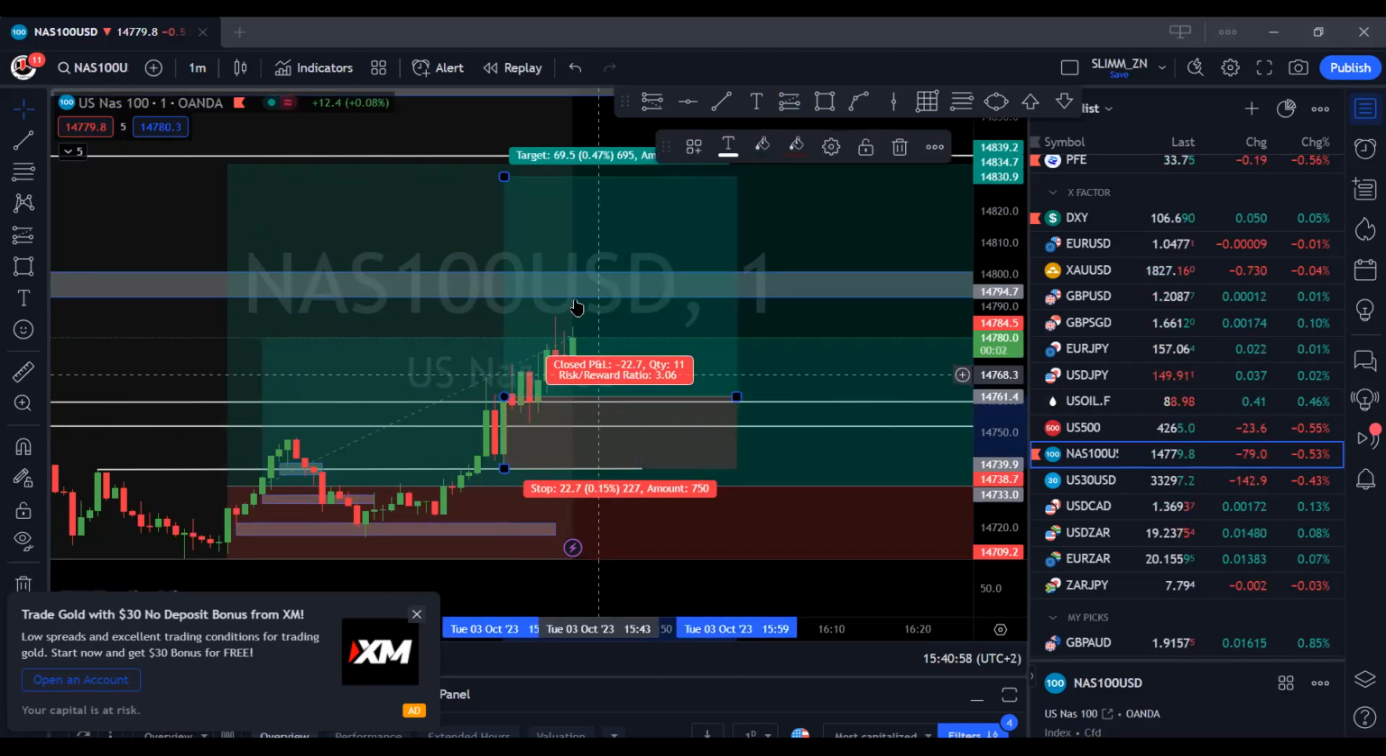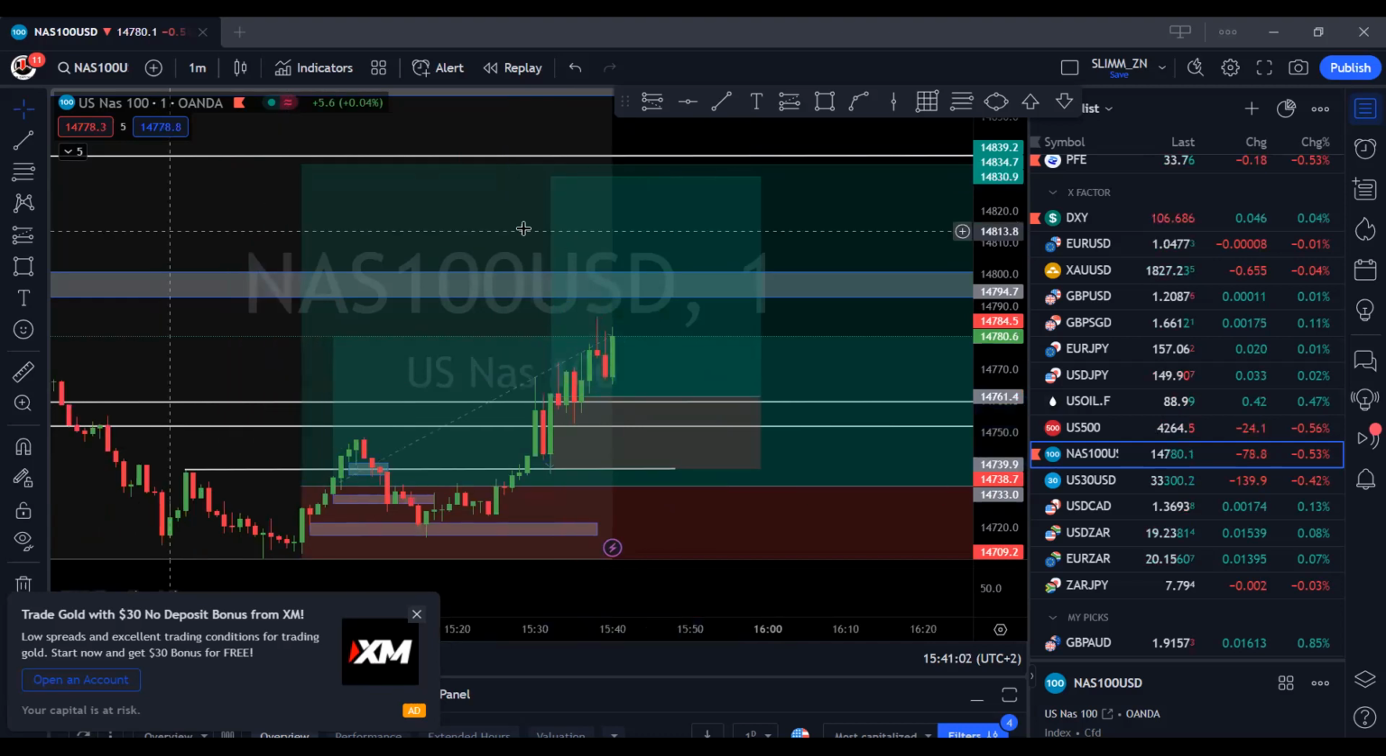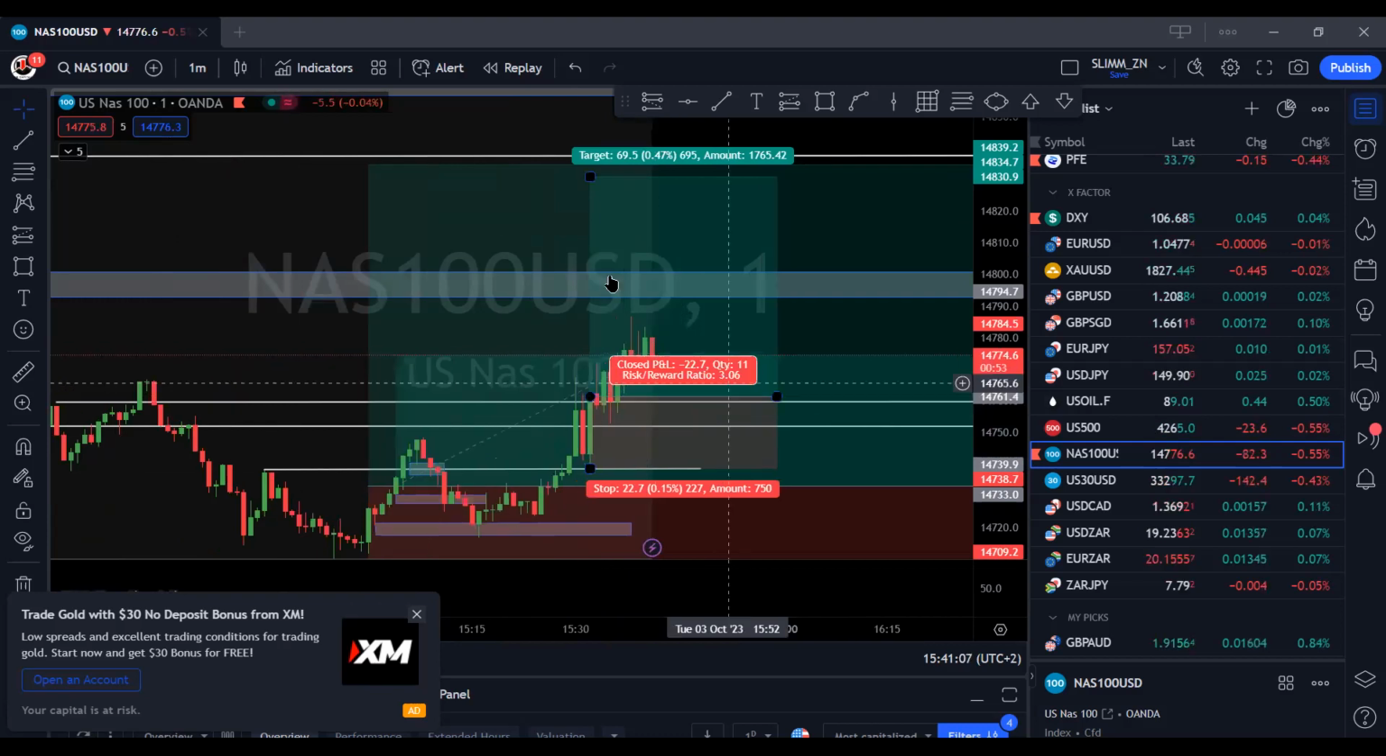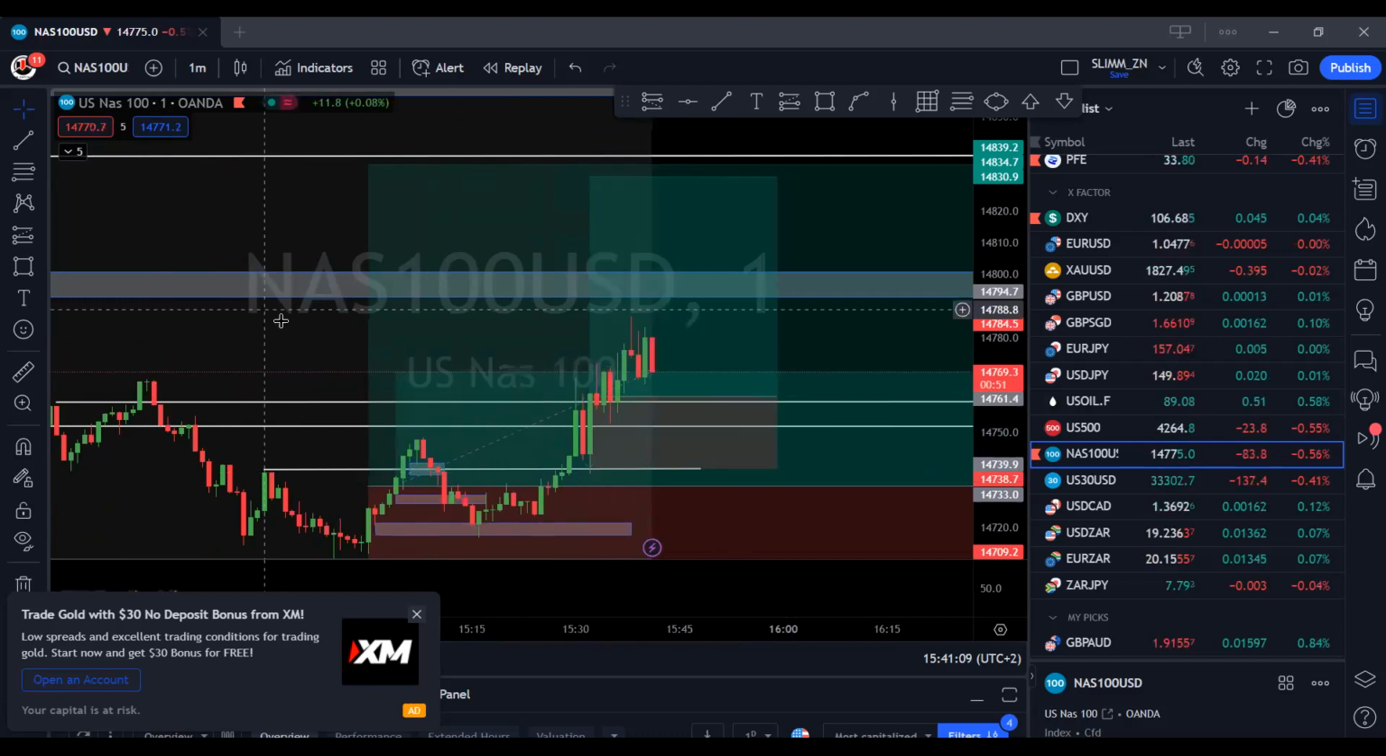Okay, so this is a setup within a setup. So I showed you where we should have actually entered, then where we actually entered now based on the information I have by looking at this current price. So let's see if this trade is going to pay us.